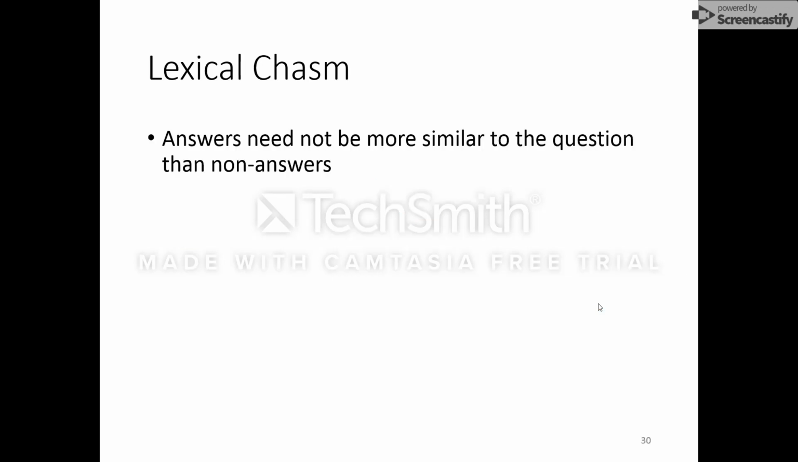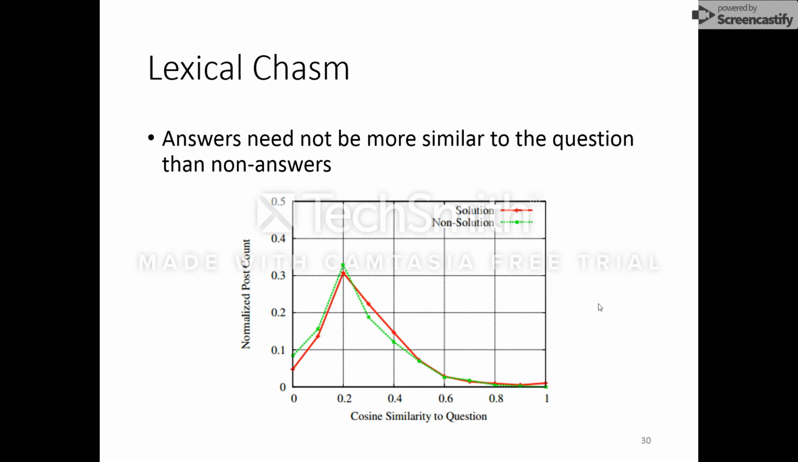One of the things that makes the lexical chasm an interesting challenge is that answers need not be more similar to the question than non-answers. Here, this was from a paper in 2011, if I recollect correctly. They were trying to look at whether you can assume that an answer is more similar to the question than non-answers.